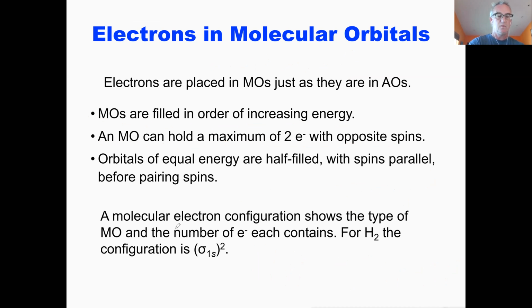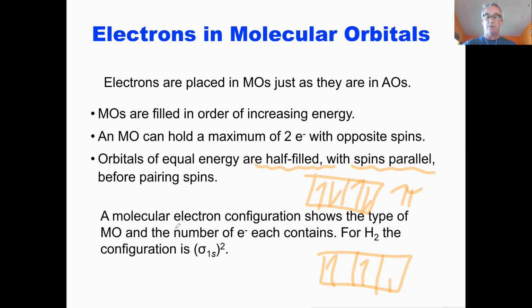Orbitals of equal energy will come up when we get to pi, because when we have more than a single p orbital, we have a pair of them with equal energy, and we half fill them with parallel spins. So for instance, if I have 2 pi bonding orbitals, I go 1, 2, and then I come back 3, 4, just like you did for p orbitals in the atomic case. Remember, when we had 3 p orbitals, we went 1, 2, 3, and then we went back 4, 5, 6, because they were all equal energy. So they would spread out before we started putting them together. Same is true here.